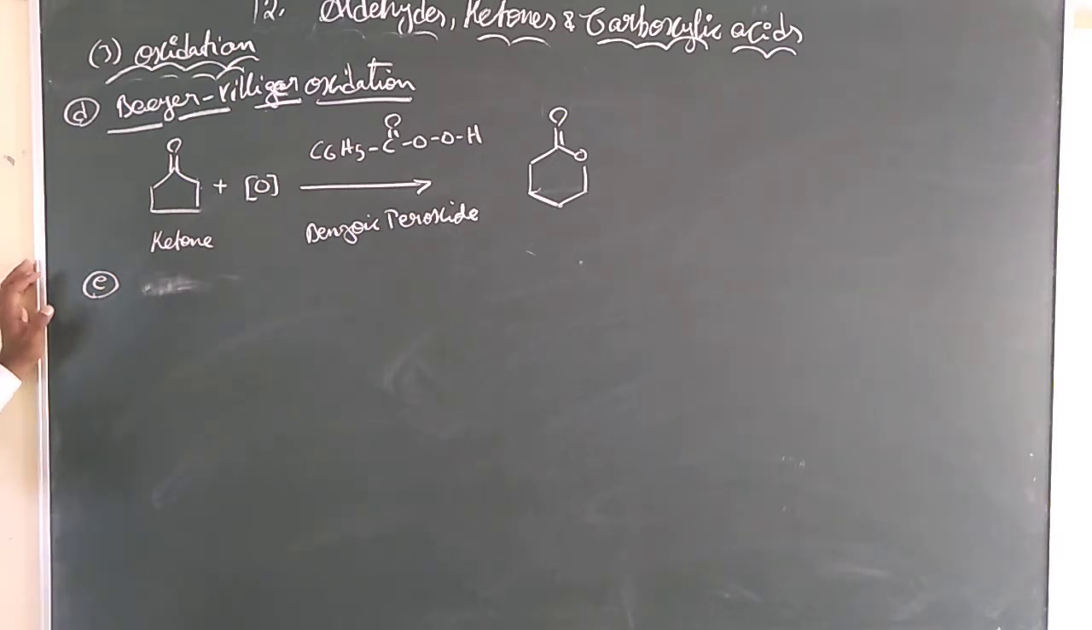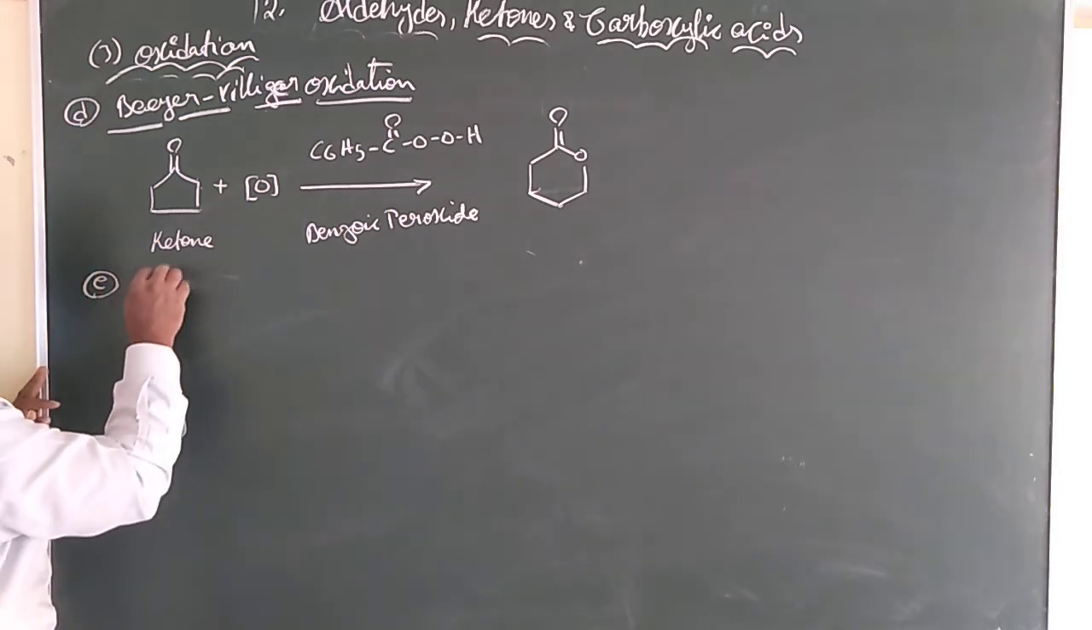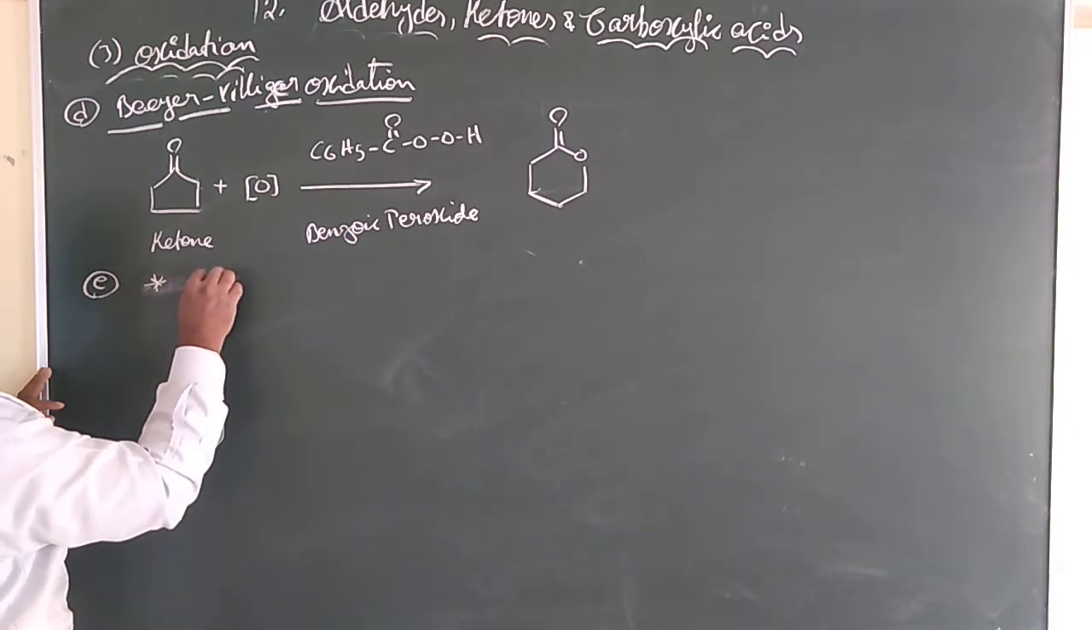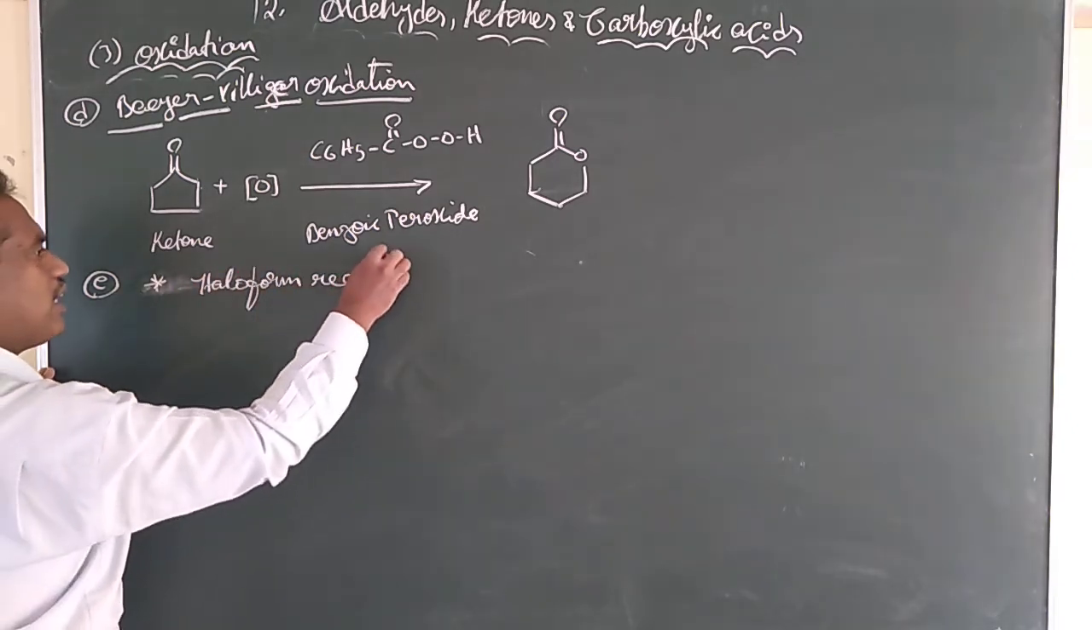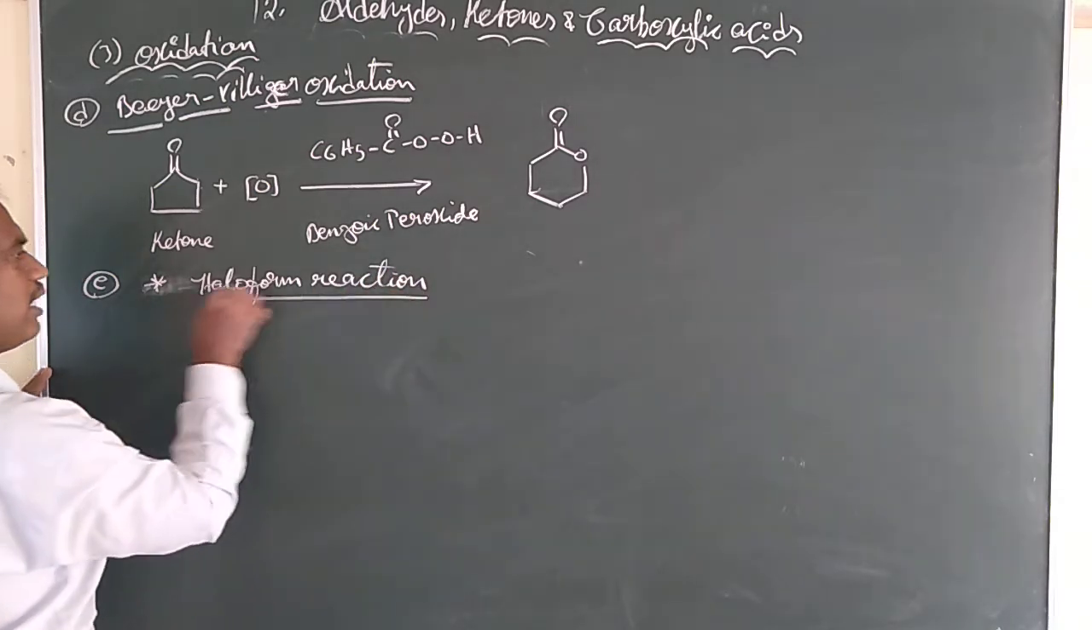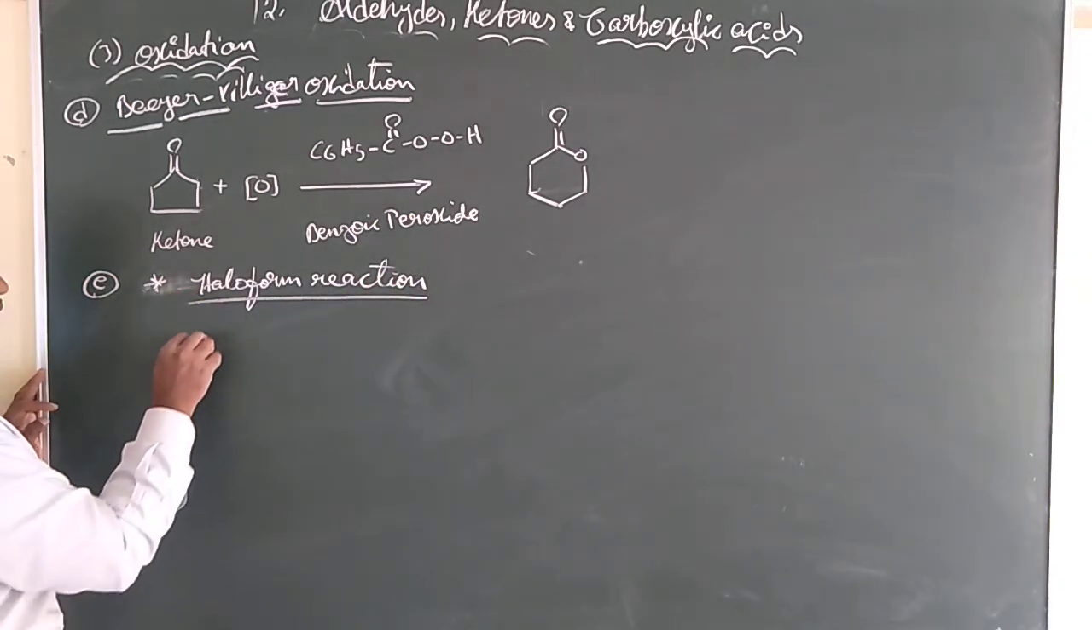Still, what shall we learn regarding the oxidation? Good. So shall we just stop here? Then we will go for the reduction, it is completed. We have learned something regarding oxidation. So in the textbook, don't forget about the haloform reaction. What is the haloform reaction, children? What is the haloform reaction?